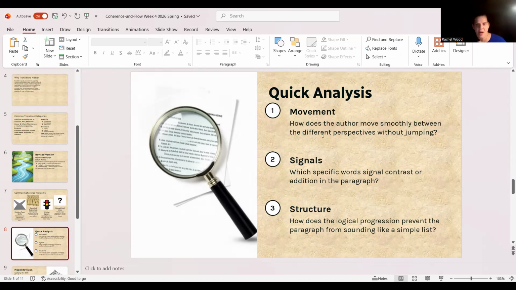How does the author, how do you, move smoothly between the different perspectives without jumping? Are there signal words? Are there signal phrases? Do you have contrast? Is there anything like additionally? Do you have those transition words in your paragraphs? And does your progression seem logical? Does it prevent your paragraph from sounding like a long random cataloging list?